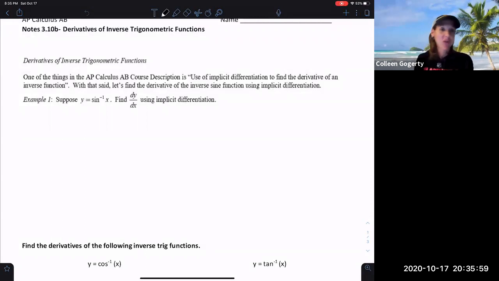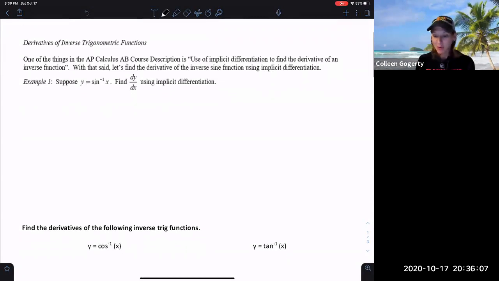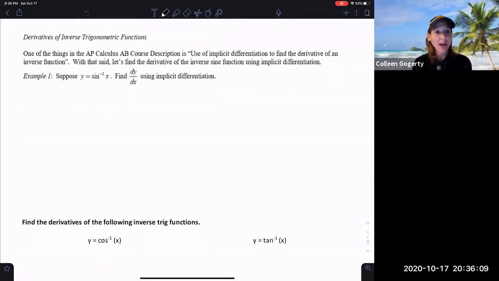So hopefully you have your note sheet 310B up. If not, make sure that you've got your notes ready, and here we go. In our first example, we have y equals sine inverse of x. Our job here is to find the derivative of this inverse trig function using implicit differentiation. Well, at the moment, it doesn't look like we'd have to use implicit differentiation.